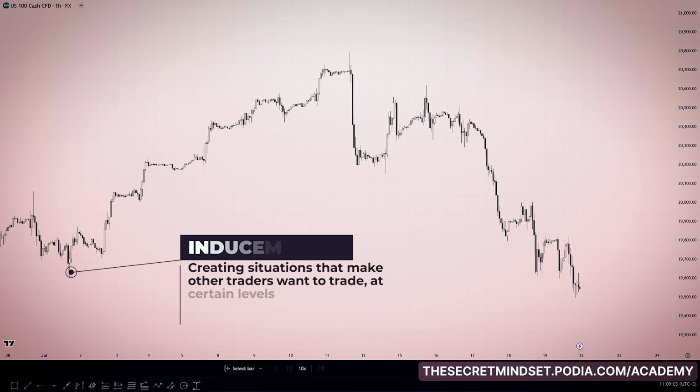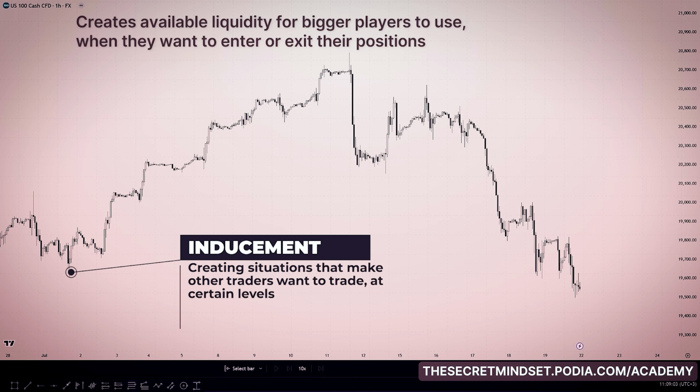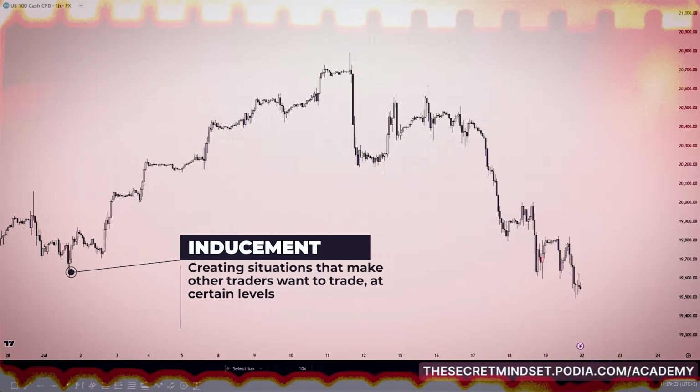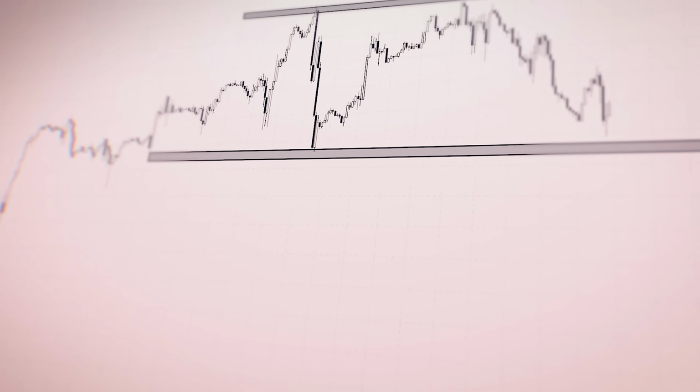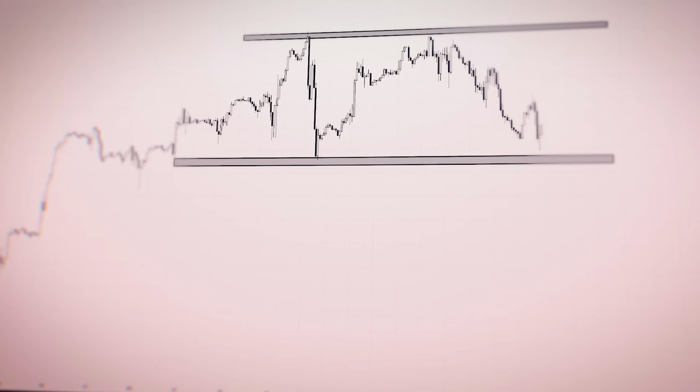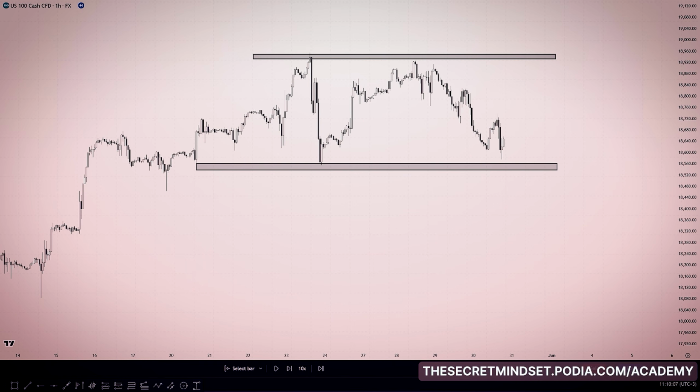Inducement is about creating situations that make other traders want to trade at certain levels. This creates available liquidity for bigger players to use when they want to enter or exit their positions. To understand this better, let's look at how the market is structured. When we look at charts, we see highs and lows. Above these highs, we assume there's buy-side liquidity, and below the lows, we assume there's sell-side liquidity.